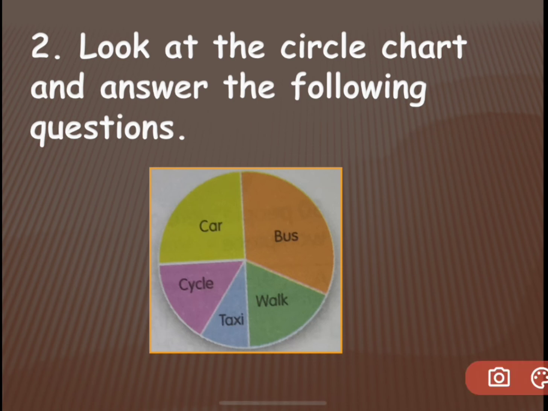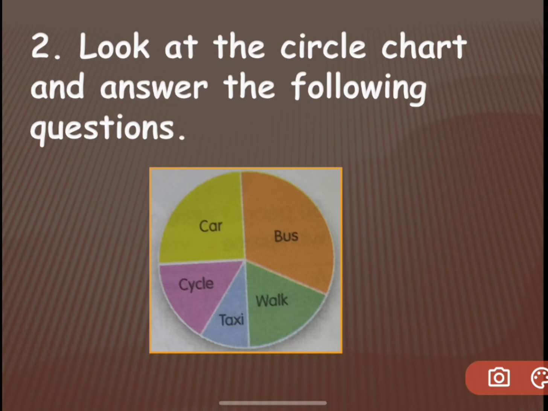Next, which mode of transport is used by 1/4 of the people? If this is the circle, this circle is divided into 4 parts. This is 1/4, this is 1/4, this is 1/4, 1/4. Which mode of transport is looking exactly like this? The car, isn't it? One fourth. So you will write car.